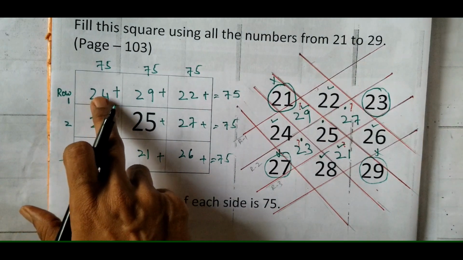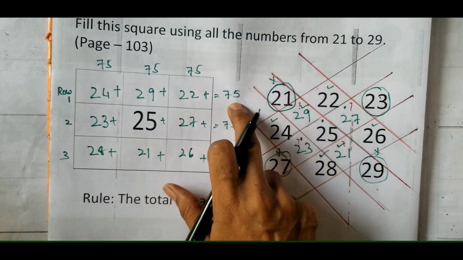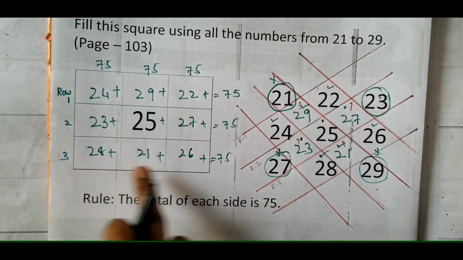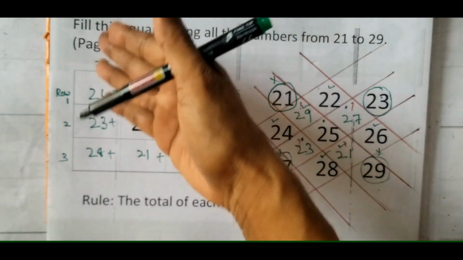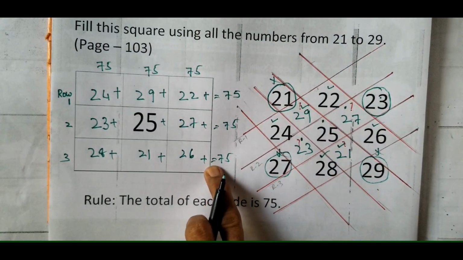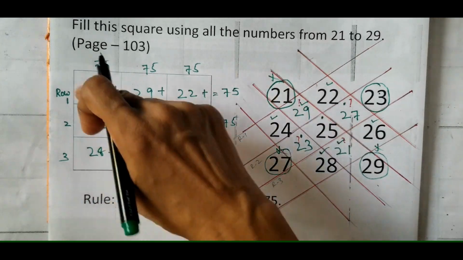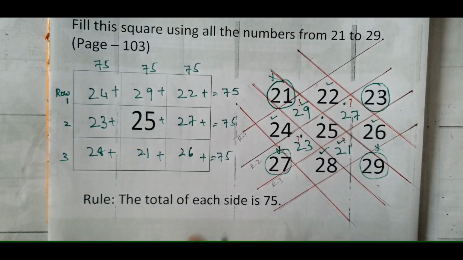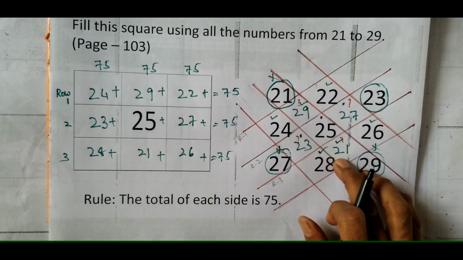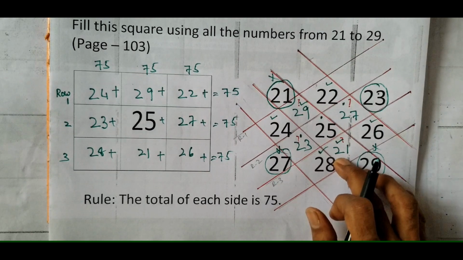When you add these 3, you will get 75. You add these 3, you will get 75, and this you will get 75. Again, if you add it vertically, then also you will get 75. You can try even the diagonal, this type and this side. Then also you will get 75. This is how you solve. This is one of the methods. There are other ways too to solve these types of questions.